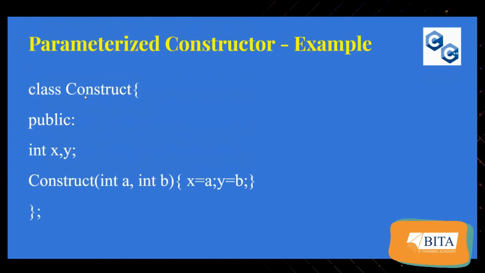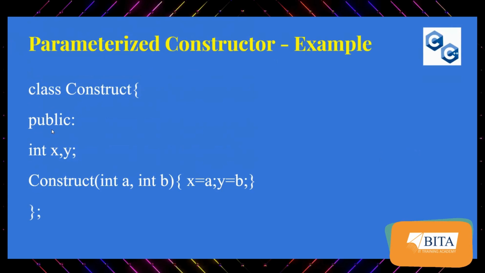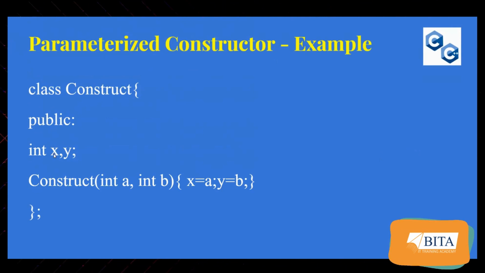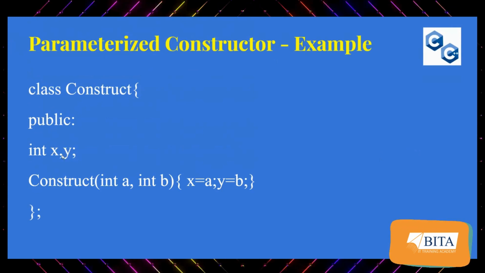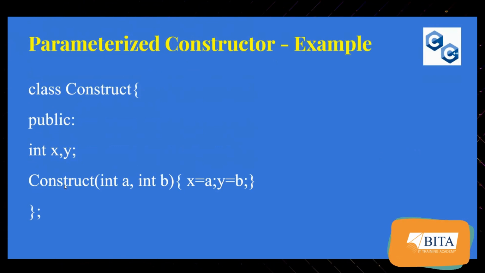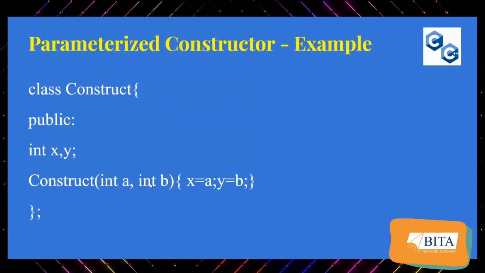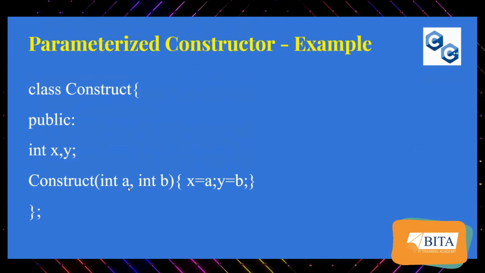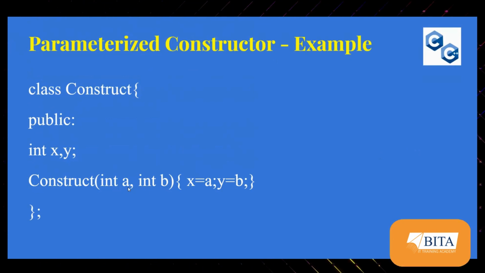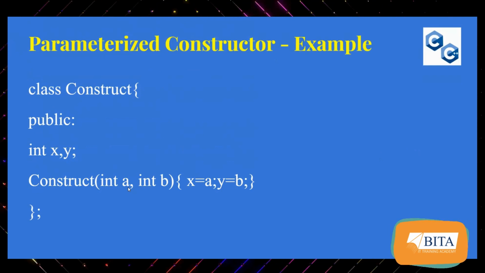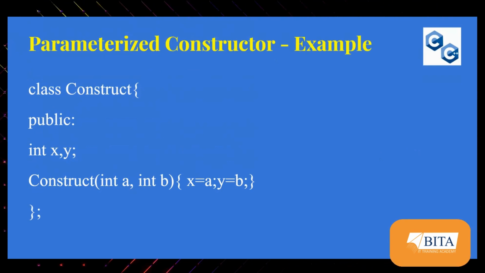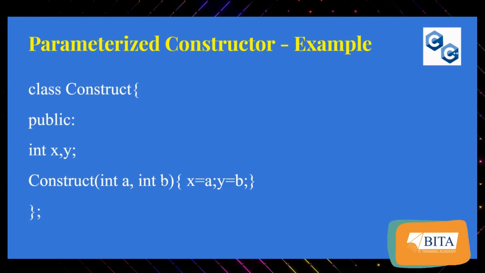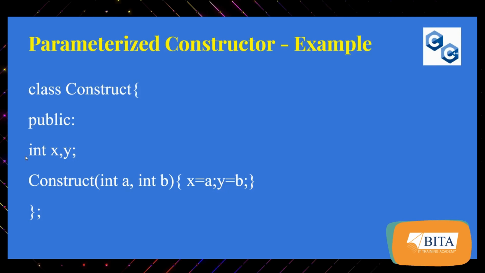So this is the class name, construct. Inside the public section, we have two member variables x and y, and this is the parameterized constructor. The values a and b come from the main method where the object for the construct class is created. So these values are initialized to the member variables of the construct class.